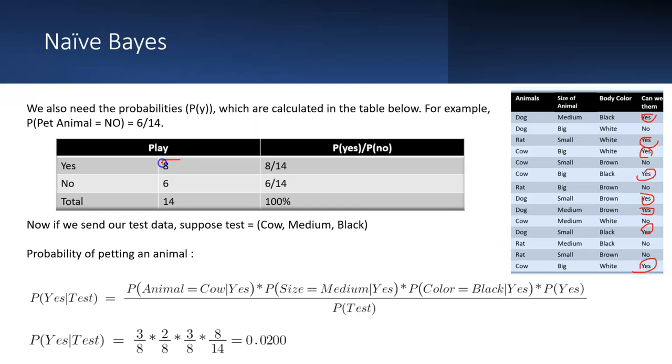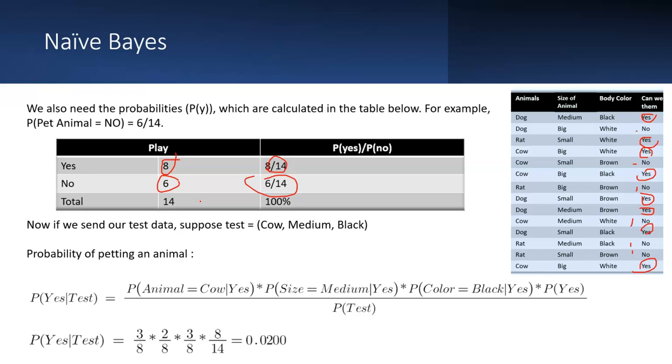So we have 8 yes, and the remaining are 6 no: 1, 2, 3, 4, 5, 6. So the total is 8 plus 6, which is 14. So the probability is 8 by 14 for yes, and 6 by 14 for no. We also need the probabilities P of Y, which are calculated in the table below, where pet animal means yes, and non-pet means no.